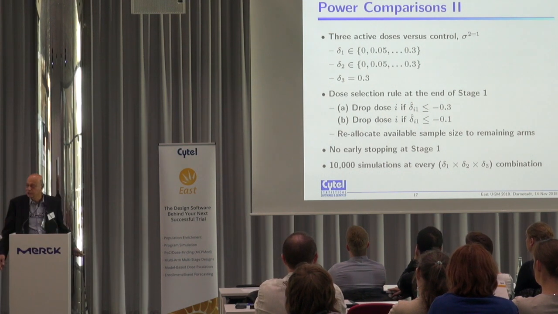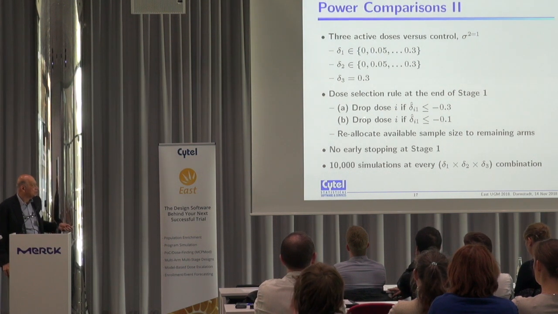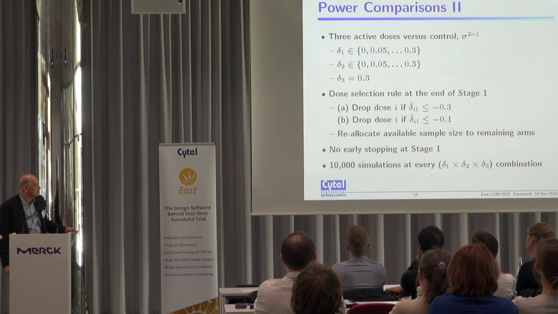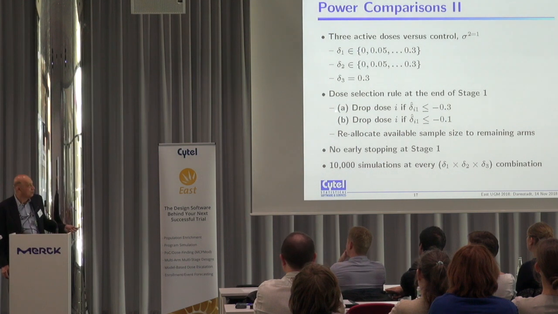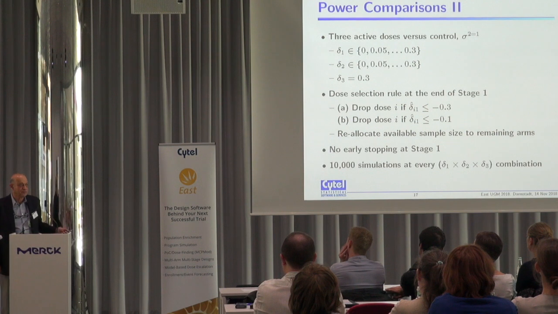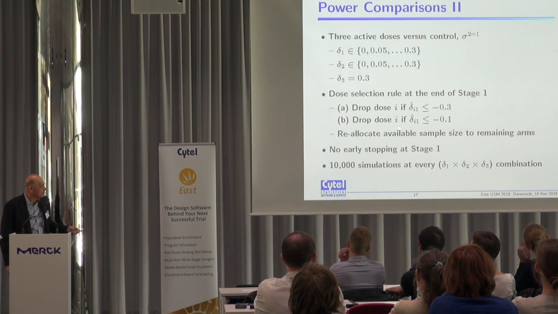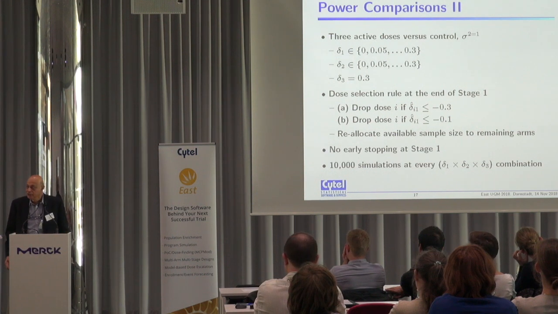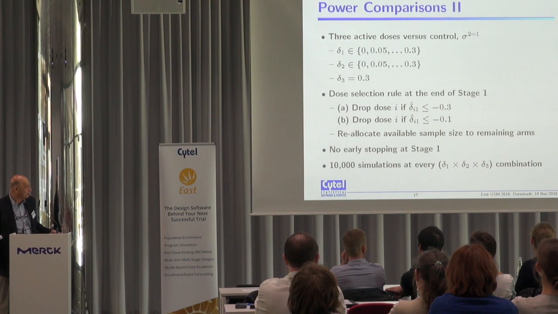We'll have two dose selection rules. One dose selection rule is drop at the end of the first stage. This is a very strict dose selection rule in the sense that you make it difficult to drop doses. You'll drop only if the observed delta is less than minus 0.3. And the other is a little more generous. You drop if the observed delta is less than 0.1. And then once you drop a dose, you reallocate the remaining to the arms that are going forward.